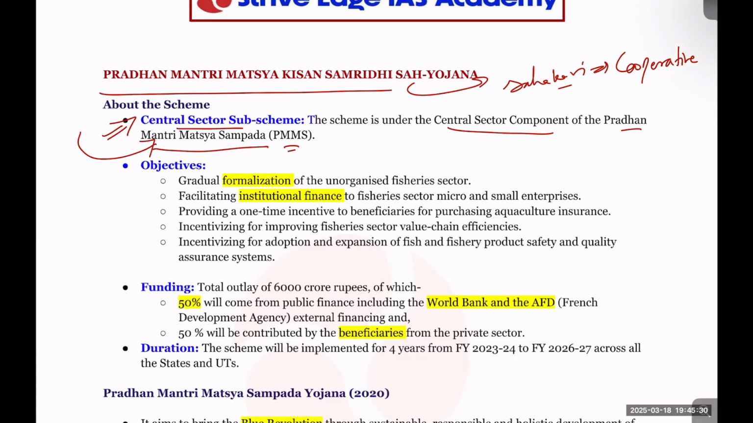Its objective is to gradually formalize the unorganized fisheries sector, and facilitate institutional finance to the fisheries sector, micro and small enterprises. So MSMEs working in this fisheries domain will get institutional finance. Now, providing a one-time incentive to the beneficiaries for purchasing aquaculture insurance. Insurance will also be provided. Incentive for improving the fisheries sector value chain efficiency. So in this value chain, the network of cold storage, transportation, connectivity, etc., will be increased, right? Now, the last objective is incentive for adoption and expansion of fisheries and fish product safety and quality systems. So safety and quality will also be ensured. So these are some of the objectives that this scheme wants to achieve, right?